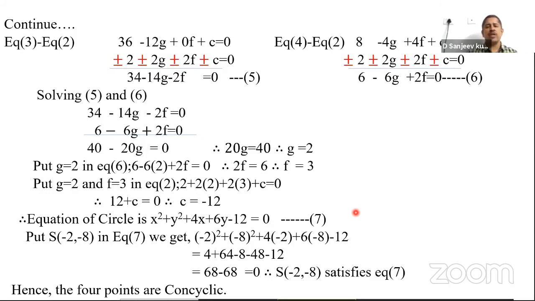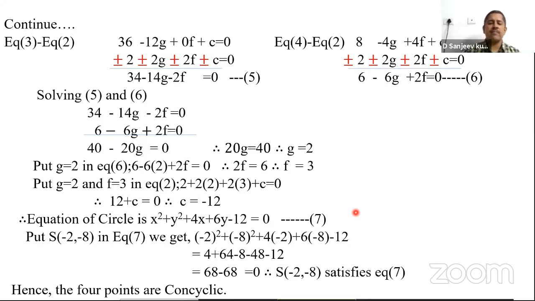So this is another model of problem which is frequently asked in the examination, right? One is finding the equation of circle when 3 points are given, and second is finding the equation of circle when 4 points are given and showing that the 4 points are concyclic. If the fourth point is not satisfying the equation of circle, then you can straight away say that the 4 points are not concyclic.